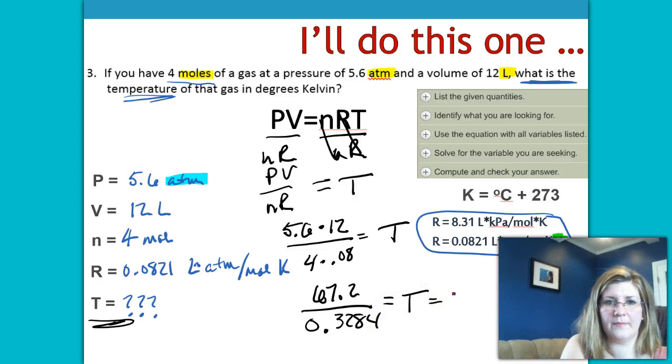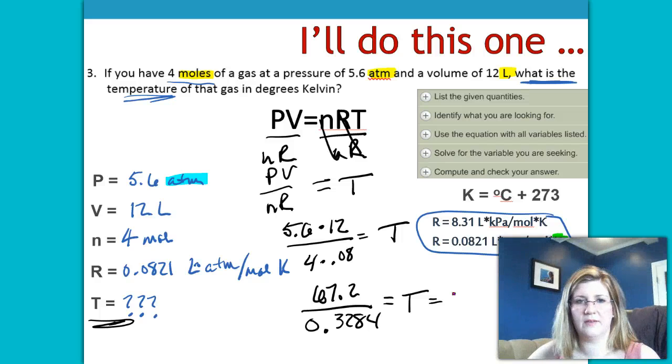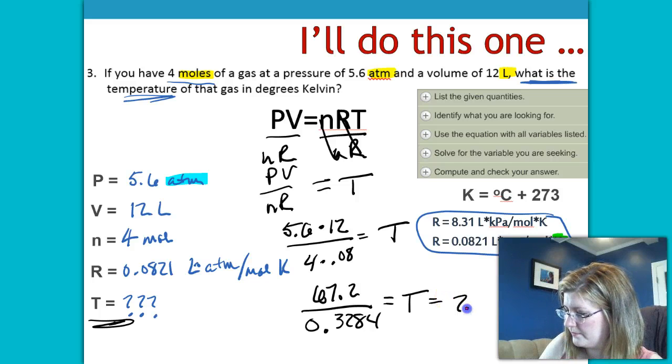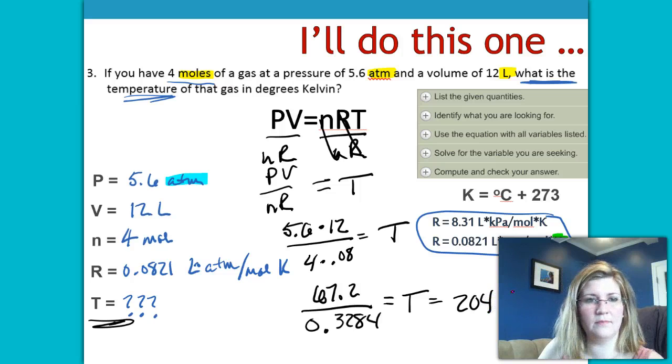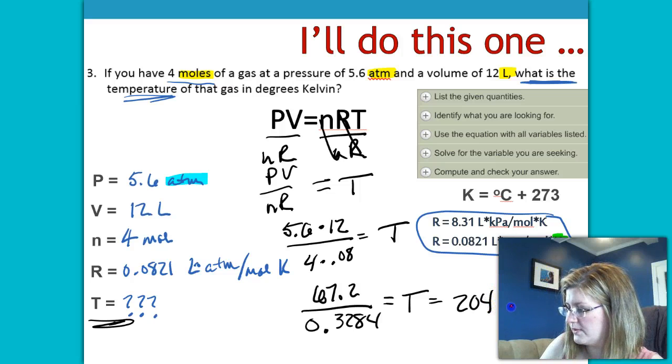So we go ahead and do that math. 67.2 divided by 0.3284, 204.6. So we'll just leave it 204.